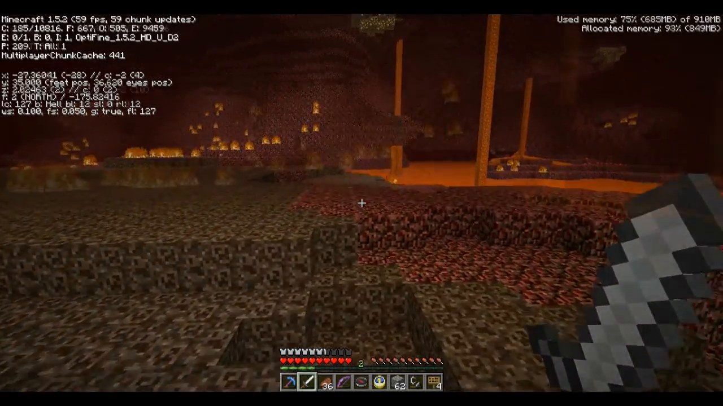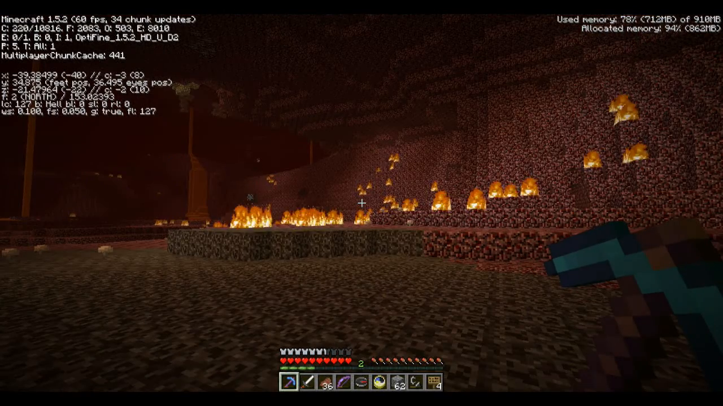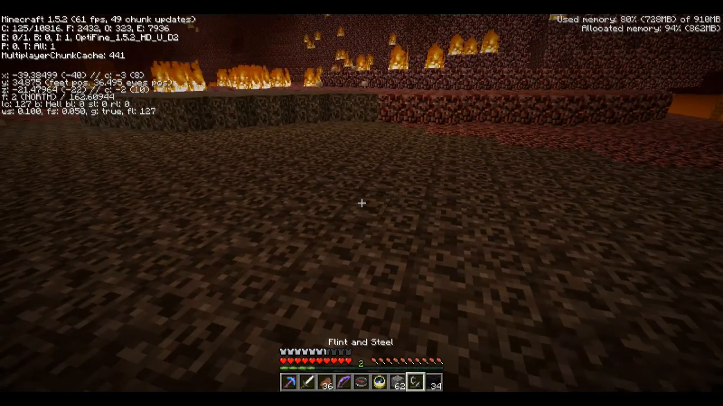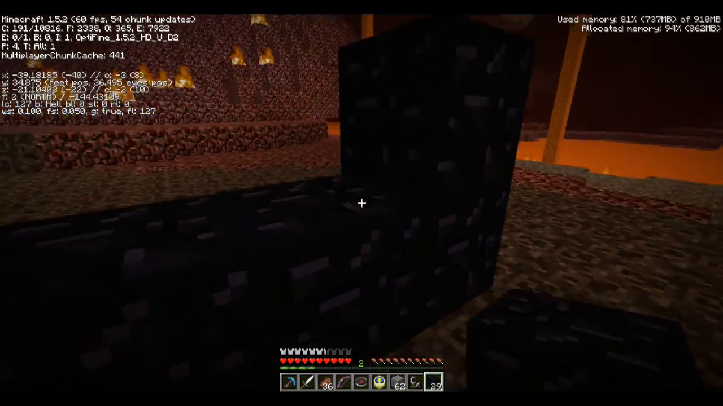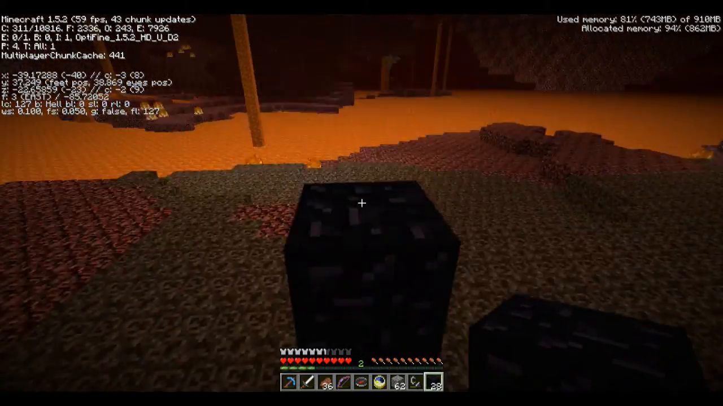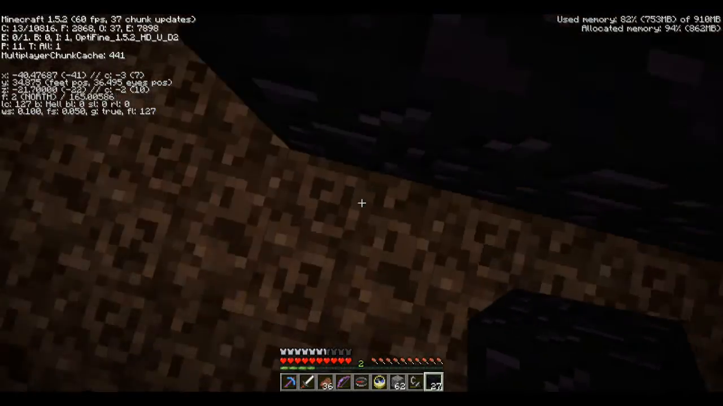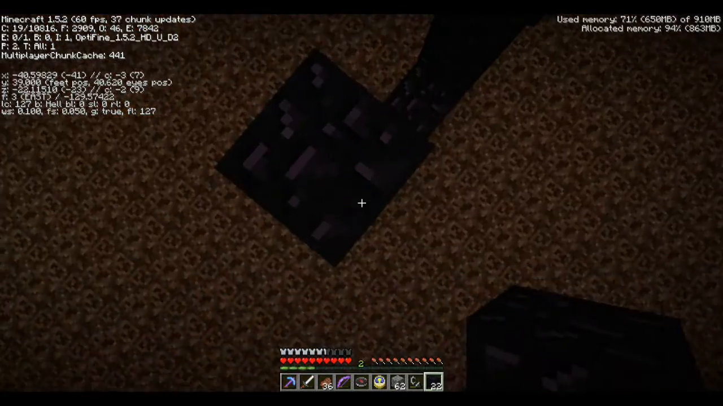So, here we are at -39, -21, all ready to build our last nether portal. And this will be synchronized now because it's at the same location as our other nether portal corresponding with the coordinates.